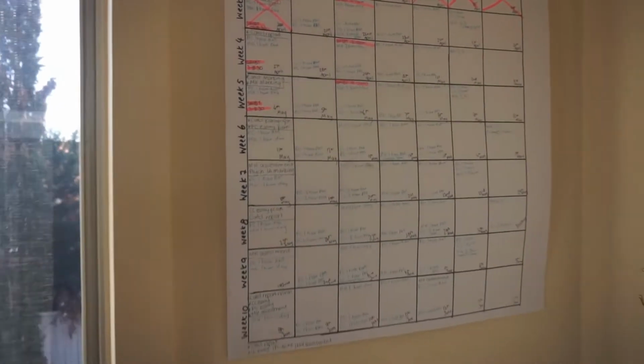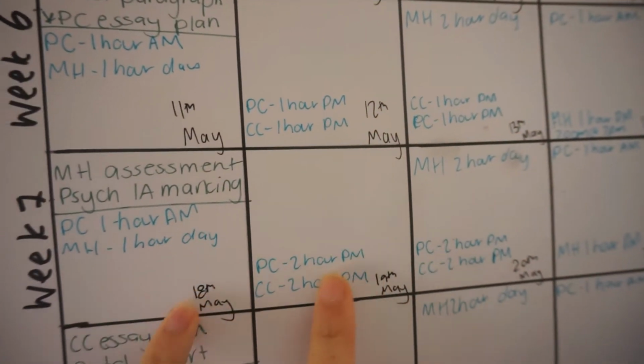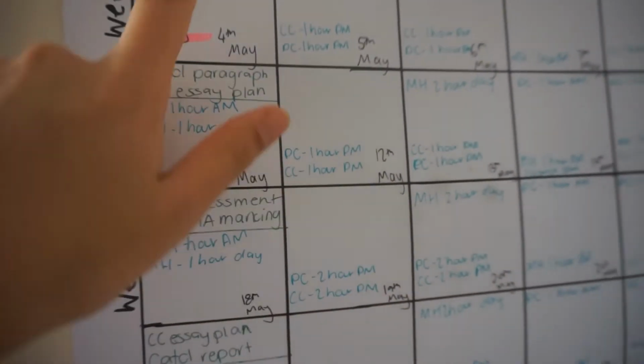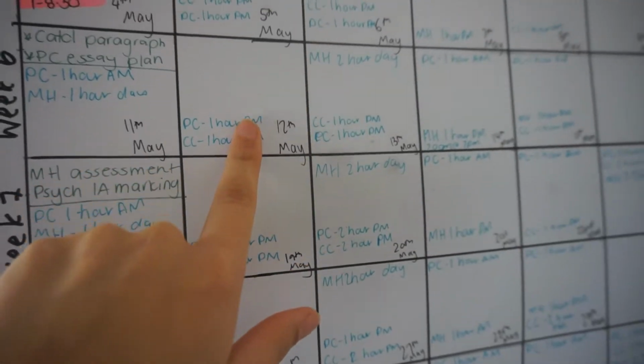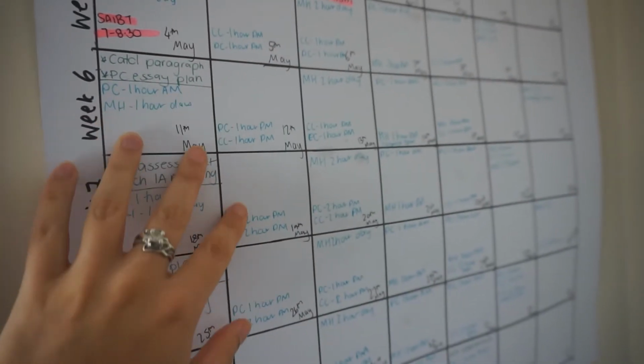Basically on this, I've just got an overview of the different shifts I do for my different courses, and also when marking is coming in. So pretty basic here, just so I know what shifts I have, whether they're in the morning or at night, but no times or anything like that on there.